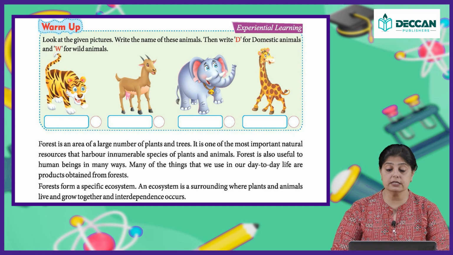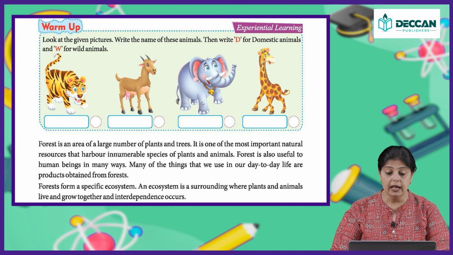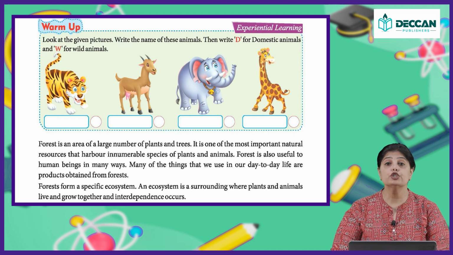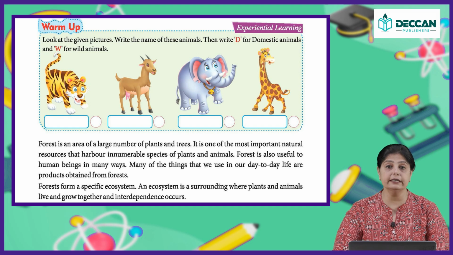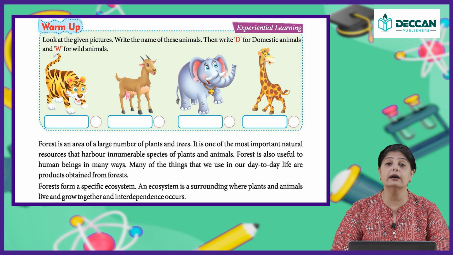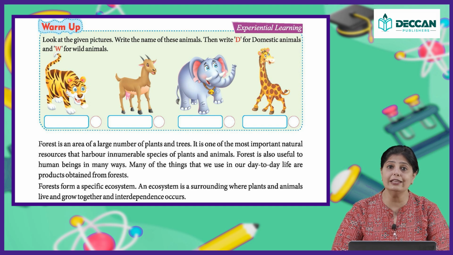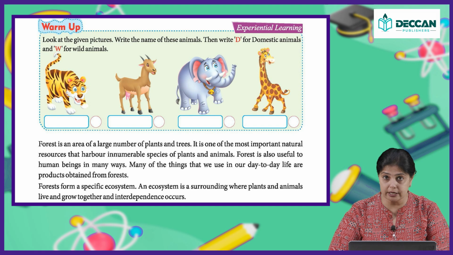An ecosystem is a surrounding where plants and animals live and grow together, and interdependence occurs. So we all are interdependent on each other. All the living organisms are interdependent on each other. Plants are dependent on animals and humans as well. Animals are dependent on plants and humans. So everyone is dependent on each other. There is a lot of interdependence that occurs here.